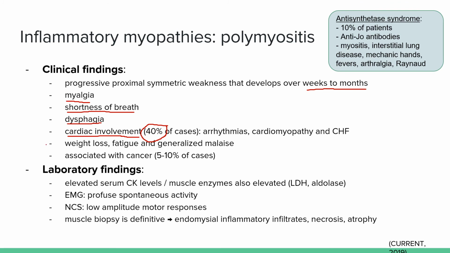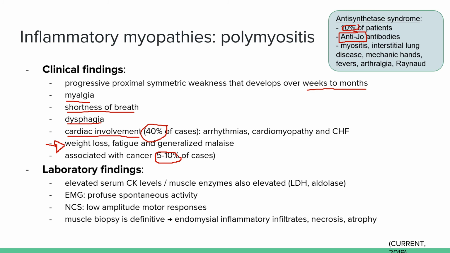This cardiac involvement presents with arrhythmias, cardiomyopathy, and chronic heart failure. Also, these patients have weight loss, fatigue, and generalized malaise, and it is associated with cancer in 5 to 10% of cases. Also, there is an association with anti-synthetase syndrome in up to 10% of patients, and these patients usually have anti-Jo-1 antibodies, and they present with myositis, interstitial lung disease, mechanic's hands, fevers, arthralgia, and Raynaud's phenomenon.